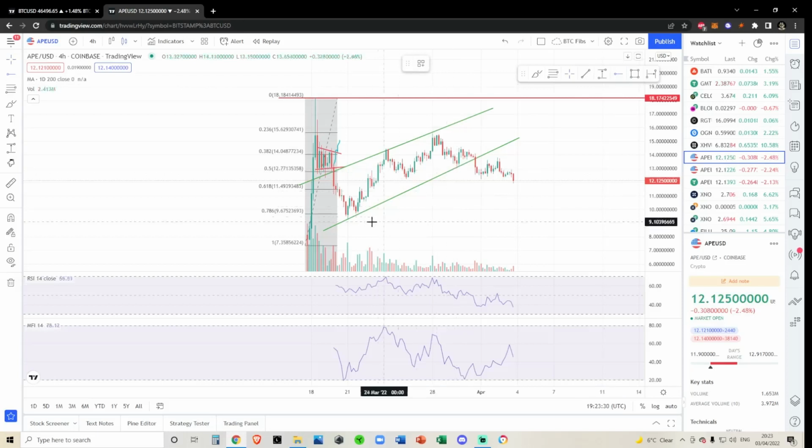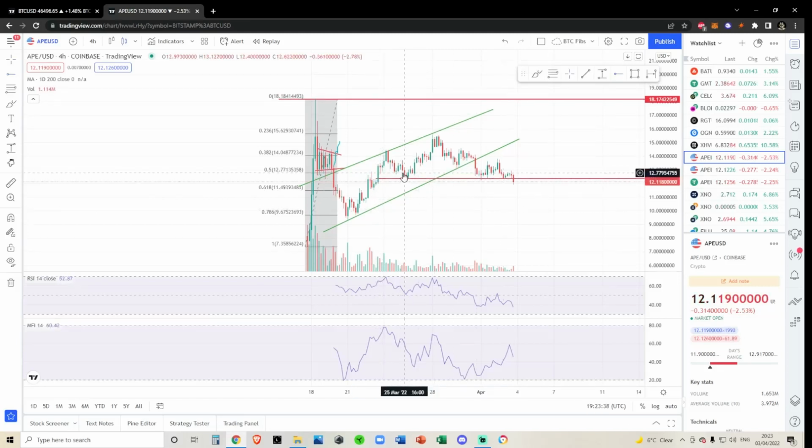Now, not only have we fallen out of this wedge, this channel, we have also done something which we have not done on ApeCoin before, and that is that we have proceeded to backtest a previous low, and not only have we backtested a previous low, we've started to fall through it.